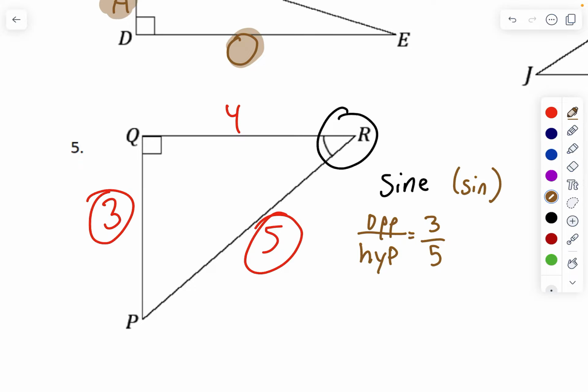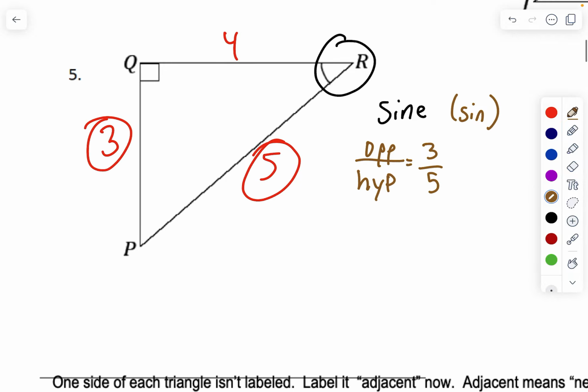There we go. You can also look at the relationship between the adjacent and the hypotenuse. In this case, that's opposite, that's hypotenuse, that's your adjacent side. The adjacent will become 4 over 5.